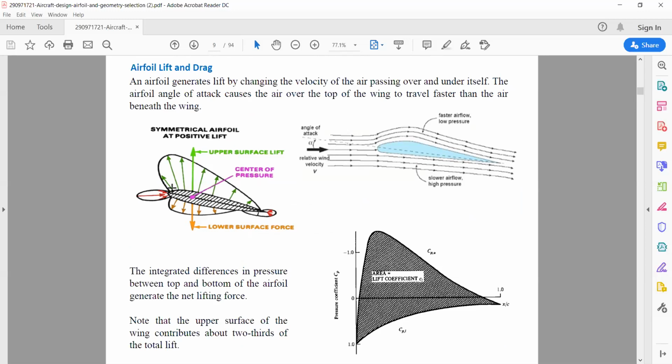Understood? So whenever the air is flowing, you can see in the upper region there will be low pressure but high velocity of air. But in the lower region, what happens? The velocity will be low and the pressure will be high. This pressure difference between the upper and lower surface leads to the generation of lift.